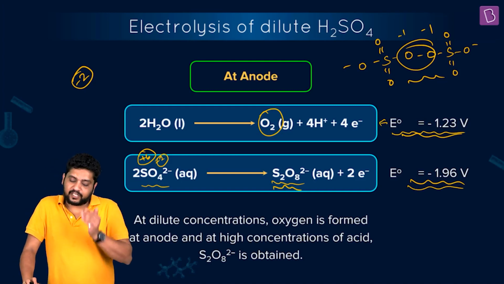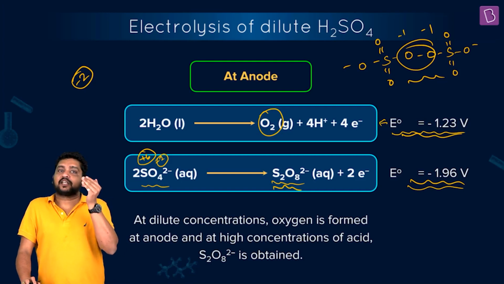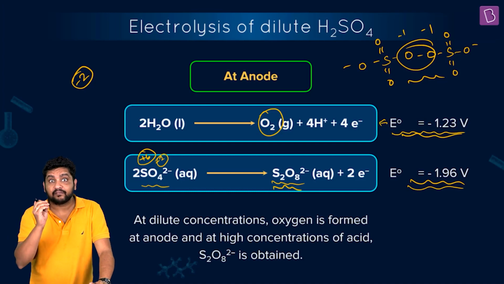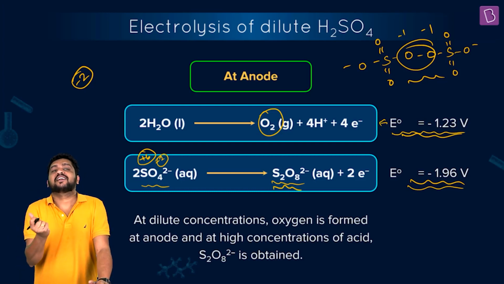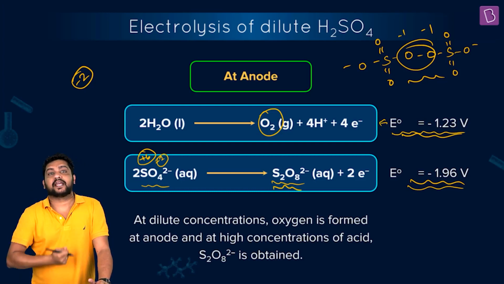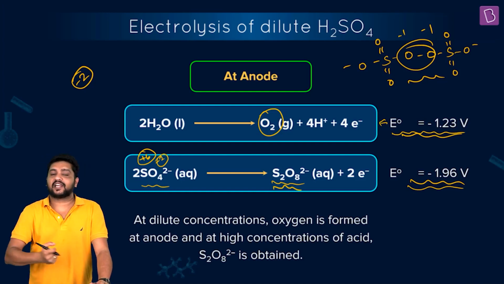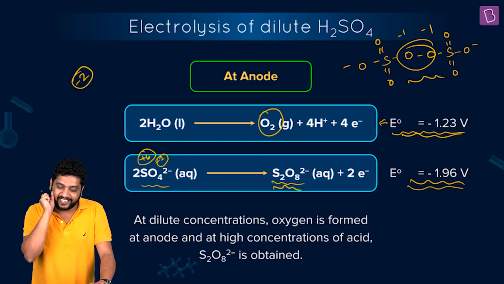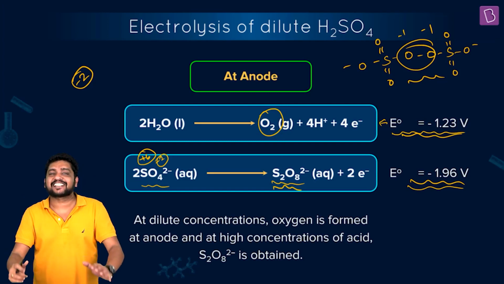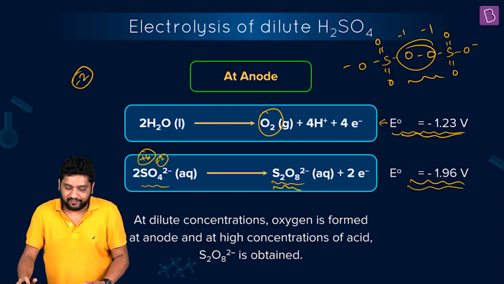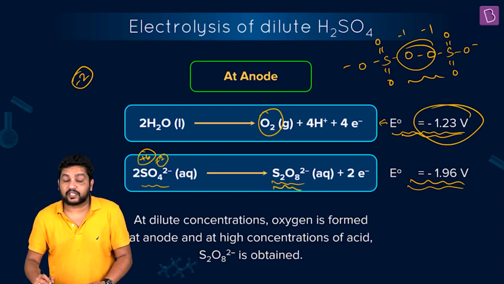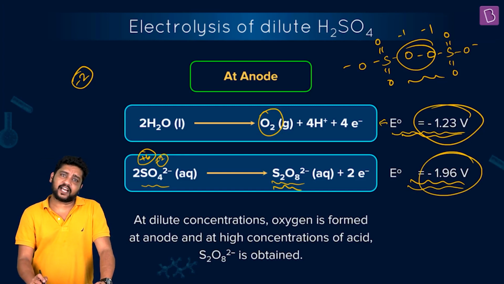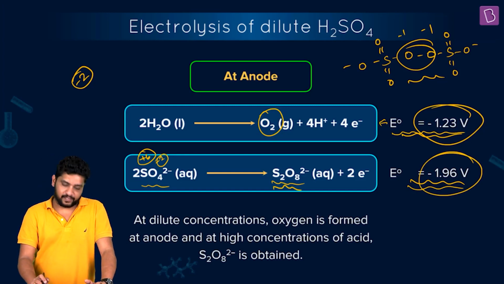Now, whichever has a higher potential is said to have a higher ability of that reaction to take place. So whenever you have potentials, always think of them as the ability of a reaction to take place. Higher the potential, higher will be the ability of that particular reaction to take place. Looking at this, it looks as if 1.96 is larger, but it is negative. So -1.23 is actually larger than -1.96. Whichever has a higher potential will take place.